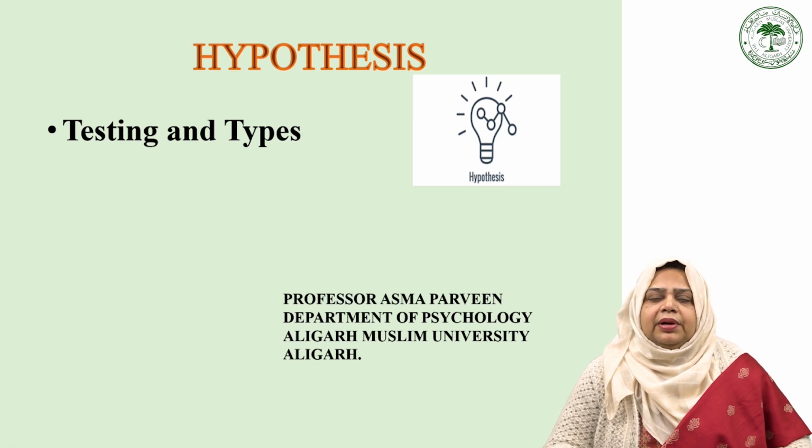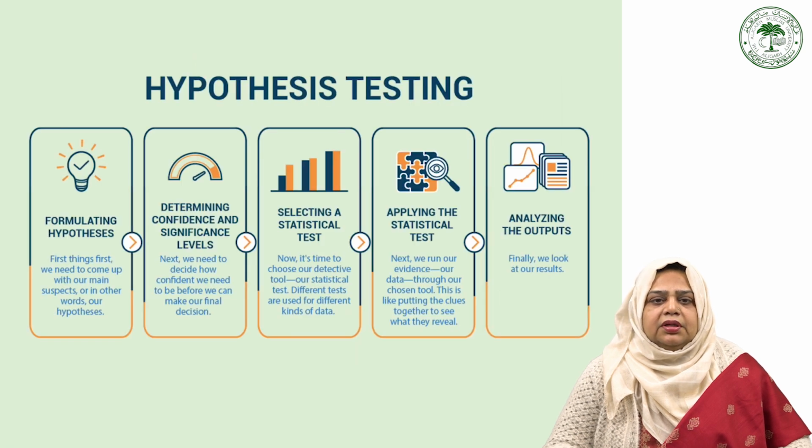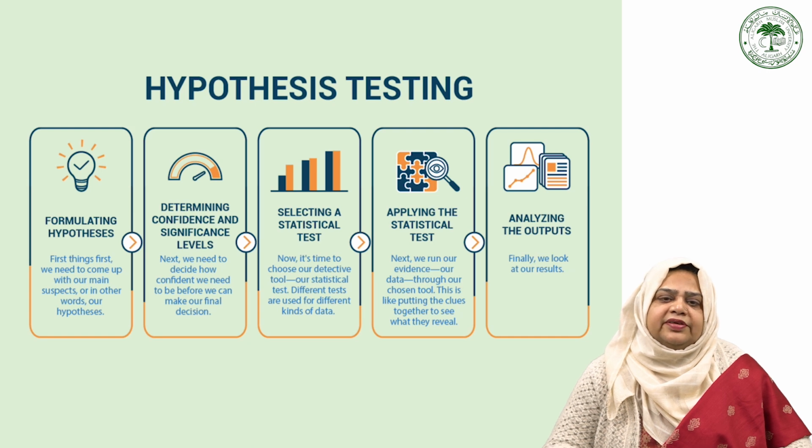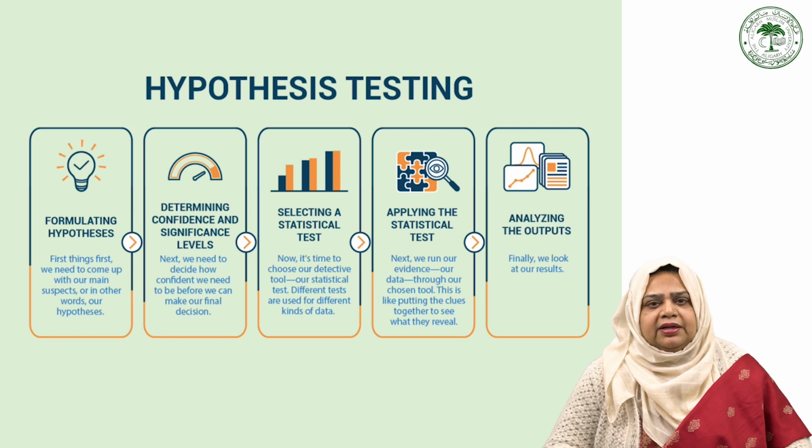Today I'll be talking about testing of hypothesis and its types. This figure shows the steps involved in testing of a hypothesis, that is, formulating a hypothesis, determining confidence and significance levels, selecting a statistical test, applying the statistical test, and then analyzing the outputs. These are the specific steps in testing a hypothesis that I will explain in detail.